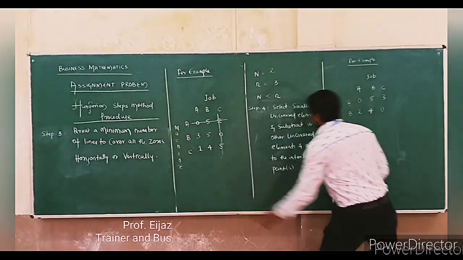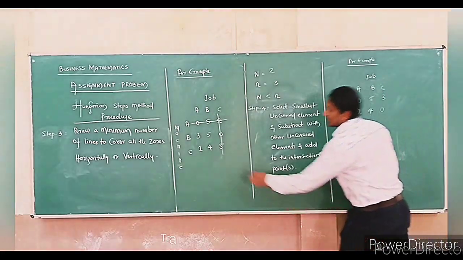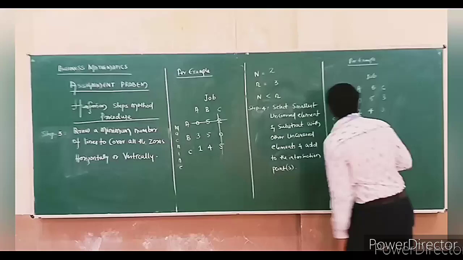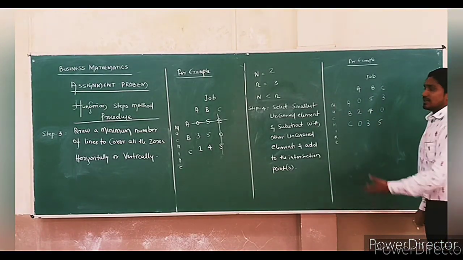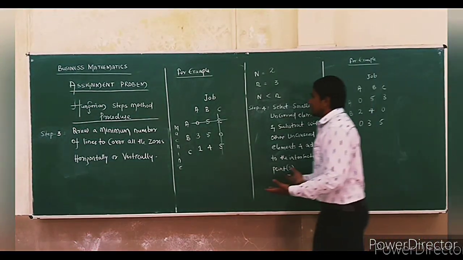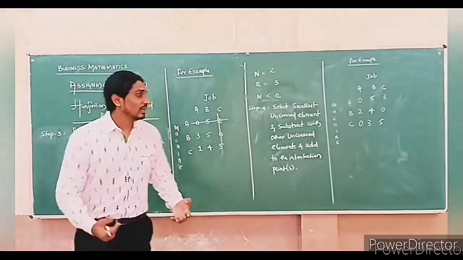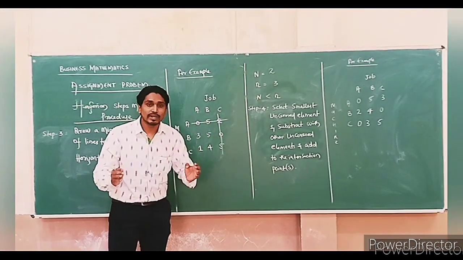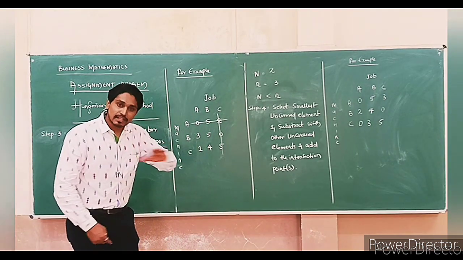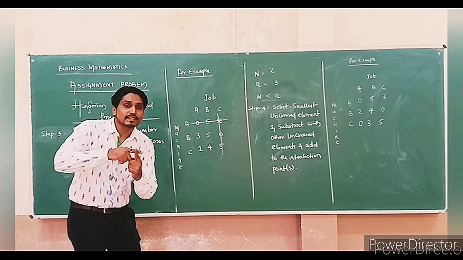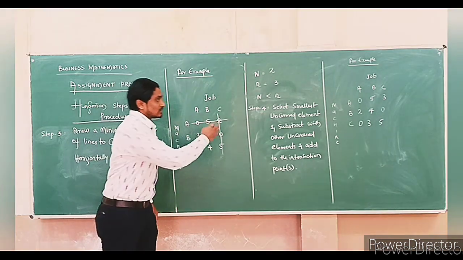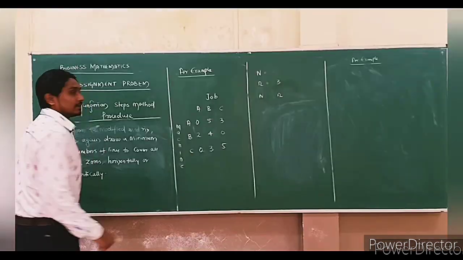So 1 minus 1 equals 0. 4 minus 1 equals 3. And 5 is as it is because it is just line drawn. So this is the condition we need to fulfill in case of step number 4. We select the smallest uncovered element and subtract it from the other uncovered elements and add it to the intersection point. Wherever a line is drawn, we keep it as it is. So this is all about step number 4.